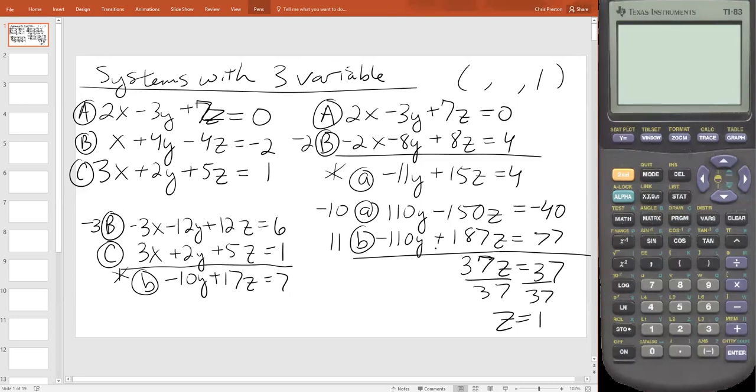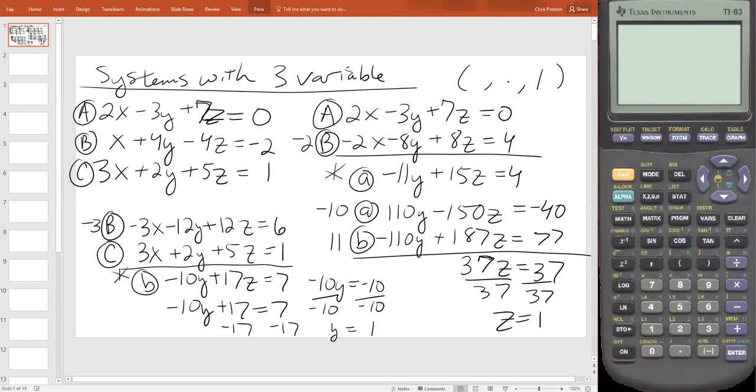What we need to do now is go to an equation that has z and one other variable and figure out that value. So we can go to little a or little b, probably be good choices. I'll just use little b here. So let's go ahead and put in 1 for z. So 17 times 1 is 17 equals 7. Solve that for y. So subtract 17. Negative 10y equals negative 10. Divided by negative 10. And it looks like y equals 1.